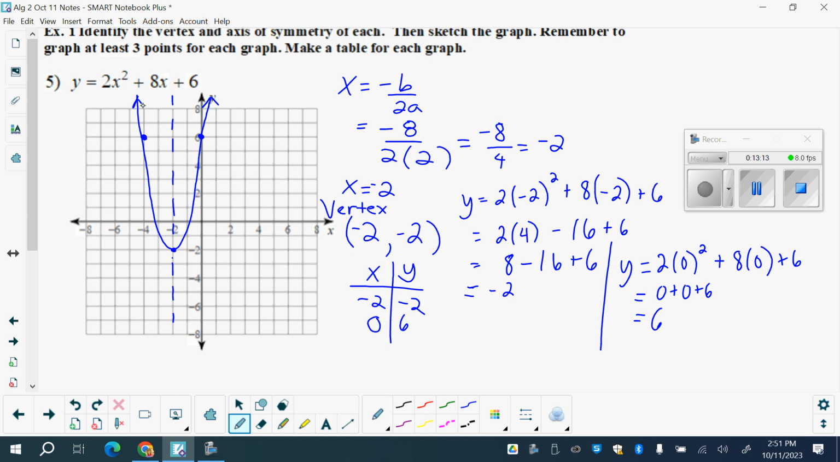Okay, go ahead and do the You Try. So for the You Try, you're just going to find a vertex and the axis of symmetry. Axis of symmetry on this one, thank you, is x equals negative 2.